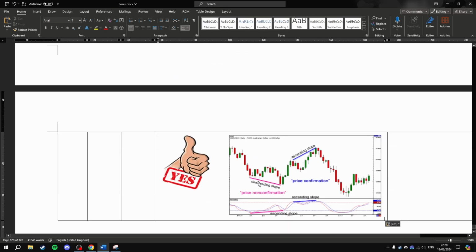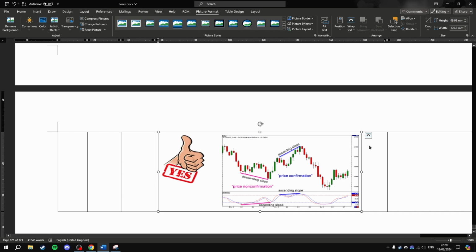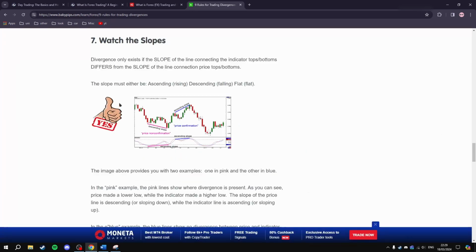So we've got an ascending slope here because it's going upwards, a descending slope going downwards, price confirmation, ascending slope here. So both of these are the same, which means they confirm each other. But this one's a descending slope and this one's an ascending slope, so they don't match up with each other, so there's something fishy going on.